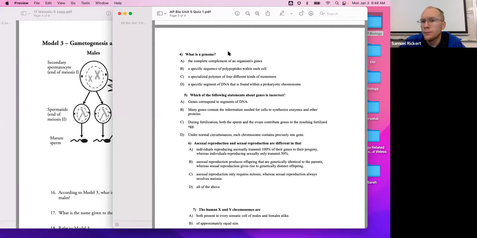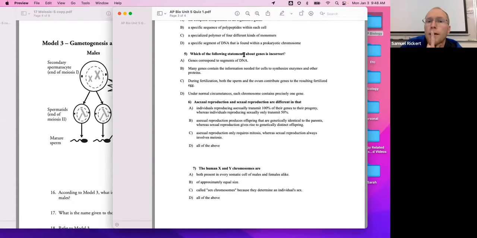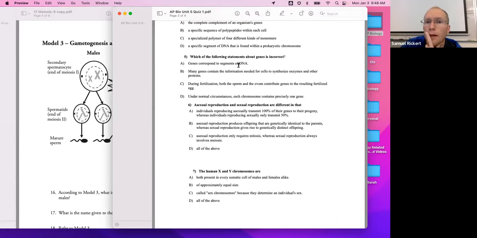What is a genome? Well, a genome is the complete, all of the genes in an organism. Which of the following statements about genes are incorrect? Is genes are segments of DNA. They contain information for synthesis of enzymes and other proteins. But there are many genes on each chromosome.